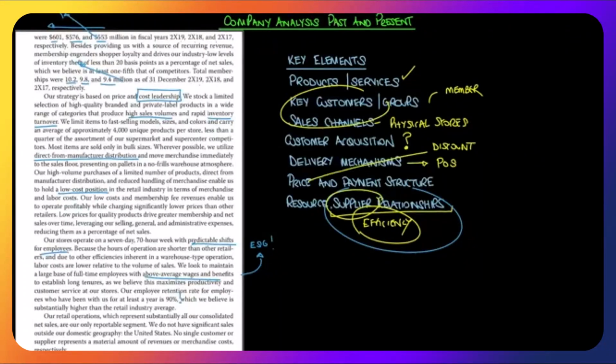Price and payment structure, we know it's a discount model to get them in. The payment structure, my thing is point of sale. You go in as a customer and you buy your goods. That said, you are paying $60 up front for the year. Resource and supplier relationships, they are key. I'm going to stick to my guns on this. No one dominates, but to be efficient, they have to maintain those relationships.